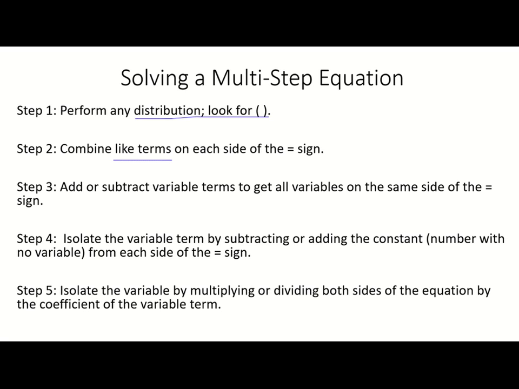The third step is to add or subtract variable terms to get all variables on the same side of the equal sign. For right now, step 3 is going to be irrelevant in this video because we're not going to have variables on both sides just yet. The fourth step would be to isolate the variable term by subtracting or adding the constant from each side of the equal sign. So we always want to make sure we get that variable term by itself. And then the last step would be to multiply or divide both sides of the equation, depending on what the variable is left with.